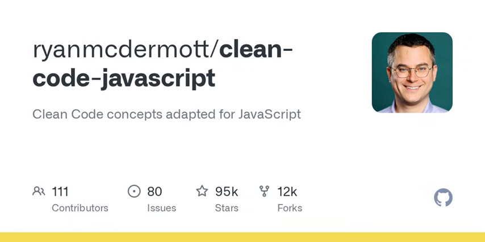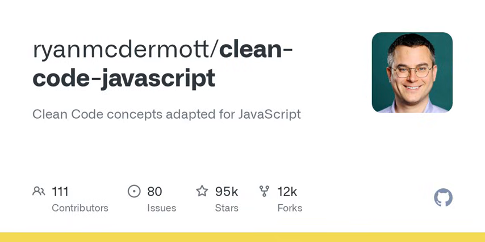This guide offers practical advice for writing cleaner JavaScript code, drawing heavily on Robert C. Martin's clean code principles. It covers everything from naming variables and functions correctly, to structuring classes, handling errors, and testing. Throughout, it emphasizes small, focused units of work and clear intent.